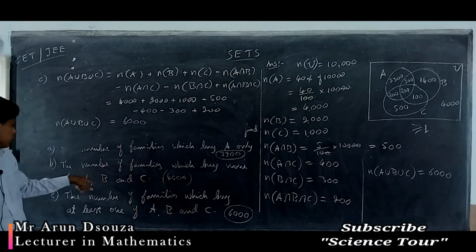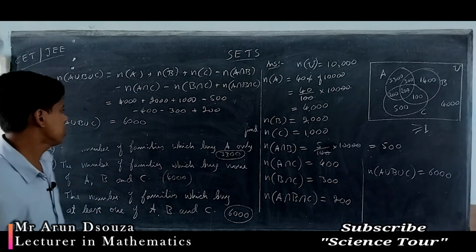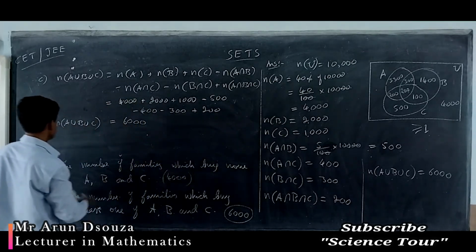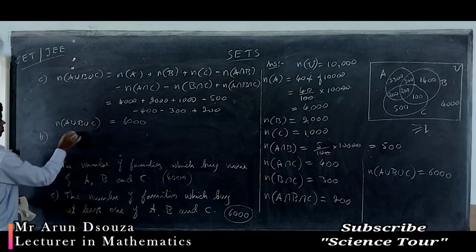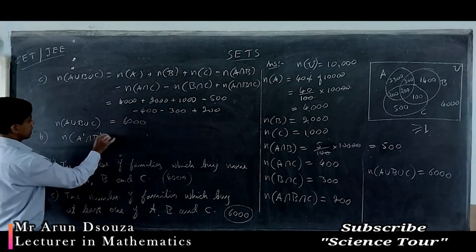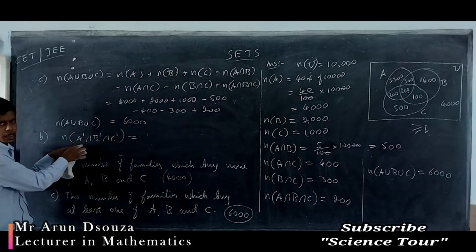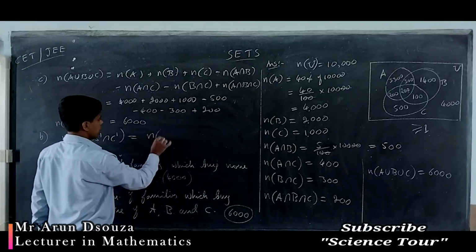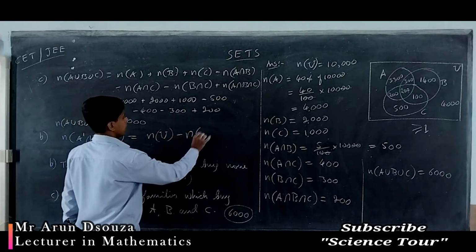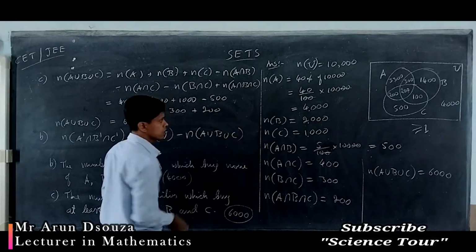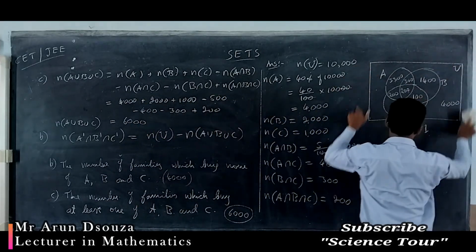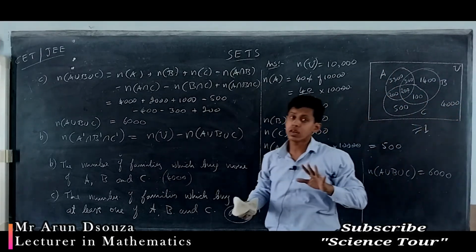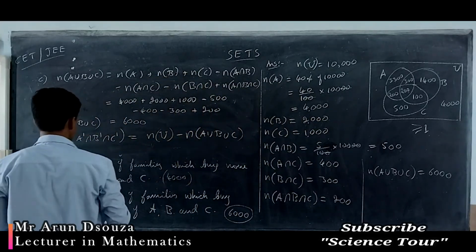Now, the number of families which buy none of them. What is the meaning of none of them? None of them is A dash intersection B dash intersection C dash, not A and not B and not C. That is none of ABC, correct? So that is nothing but n of universal minus union of all the three. From n of universal, remove this, and that will give you those who are found in only U.